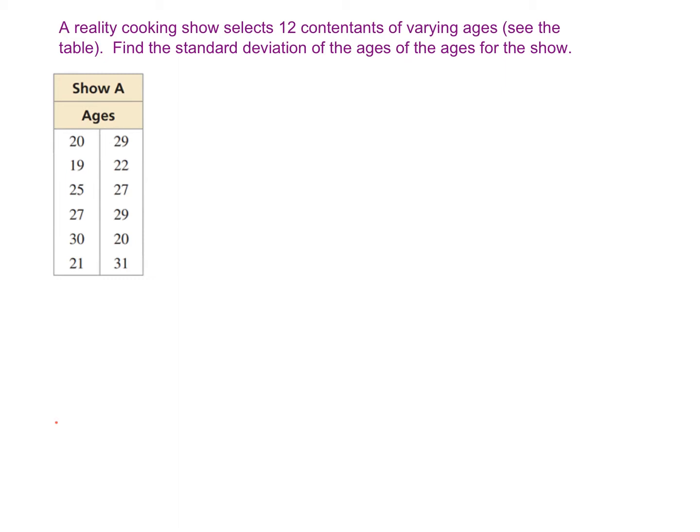Here we're going to start by finding our mean, which we know is called x bar, and it's calculated by adding all of those values up. If I add 20, 19, 25, 27, 30, and 21, and the rest of the ages together, I end up with a total of 300. Then if I divide by the number of people, which is 12, I find that the average age of a contestant on this show is about 25 years of age. So we start by finding our mean.